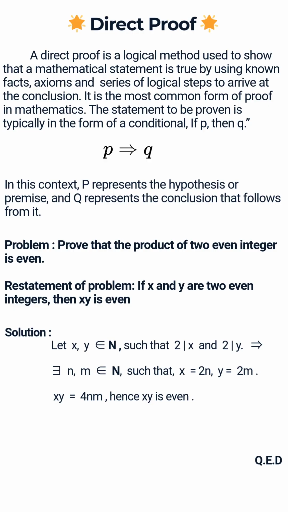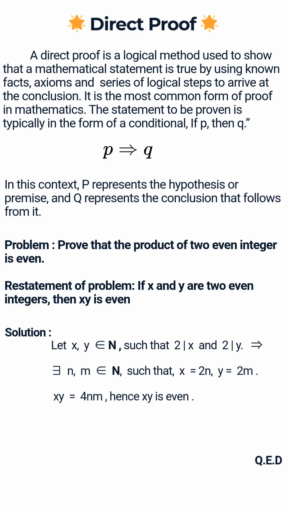In a direct proof, we start with known facts, definitions or assumptions and logically move step by step until we reach the conclusion. The statement to be proven is usually of the form if P then Q, or P implies Q, where P is normally referred to as the premise and Q the conclusion. Let's take a problem as an example.